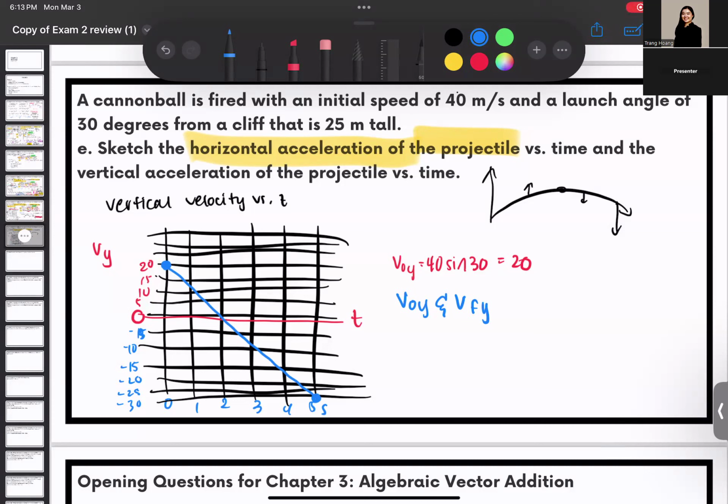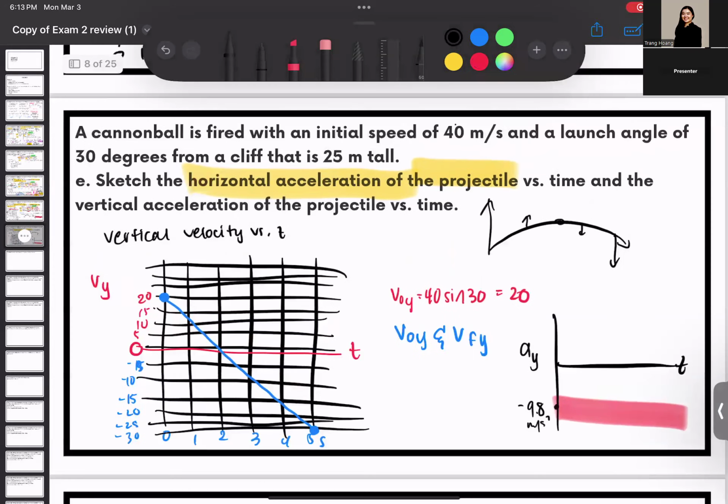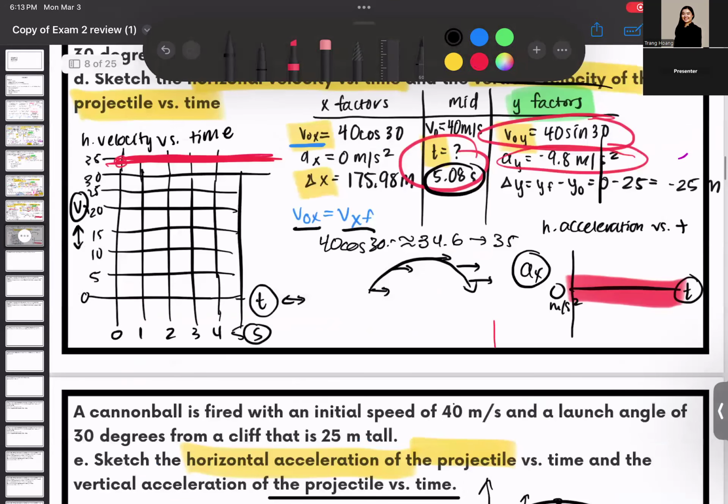So now they're asking us to sketch this on an acceleration versus time graph. This is acceleration on the y-axis, and this is time. What did we talk about earlier? We said that the acceleration in the vertical direction is always going to be negative 9.8. So all I'm going to do is write negative 9.8 meters per second squared, and you just have to draw your line right here. That's all it's going to look like. So it looks complicated, but it's pretty straightforward if you know what you're talking about.